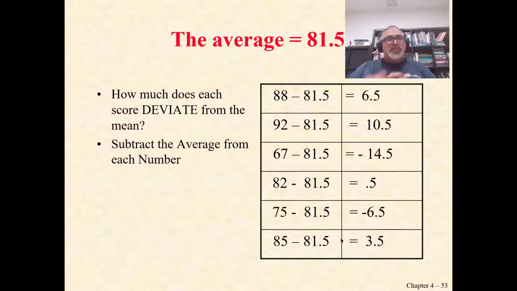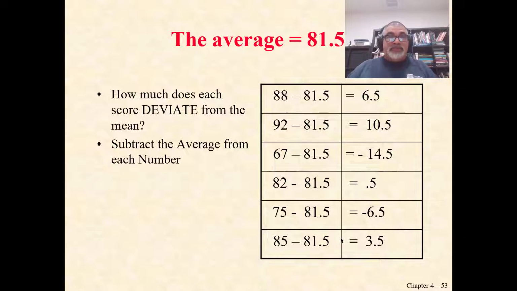So how much does each score in our data set deviate from that average? So the first person got an 88, so we subtract 81.5. They get a positive 6.5. They did better than average. The next person, 92 minus 81.5. They did 10.5 points higher than the average. The next person got a 67. When you subtract 81.5 from it, they get a negative 14.5. So do you see what we're doing here? We're taking every score, subtracting the average from it, and some are positive, some are negative. That makes sense. What's so magical about it?